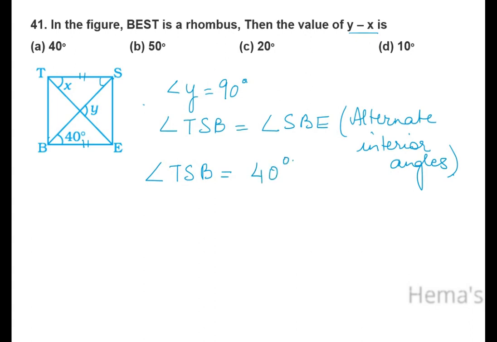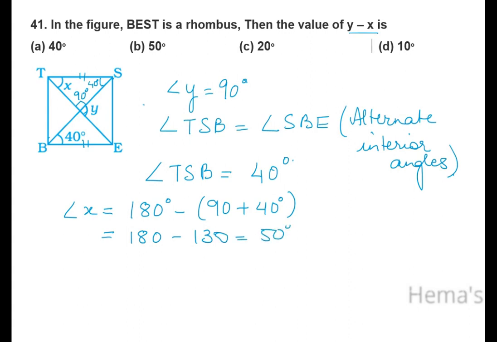Now, since angle Y is 90 degrees, this angle is also equal to 90 degrees, and this angle is equal to 40 degrees. So by the angle sum property, we have angle X is equal to 180 minus (90 plus 40) degrees, right? 180 minus 130 is equal to 50 degrees. Therefore, angle X is equal to 50 degrees. We want to find the value of Y minus X, which is equal to 90 minus 50 degrees, equal to 40 degrees. So the correct option is A.